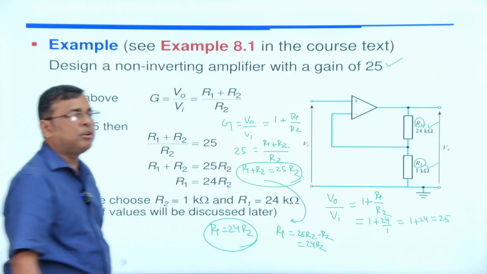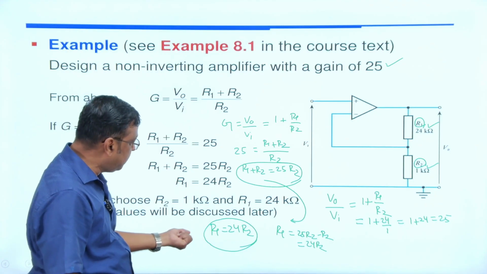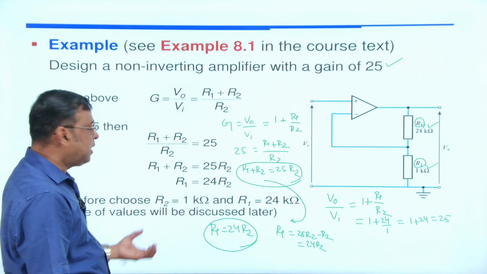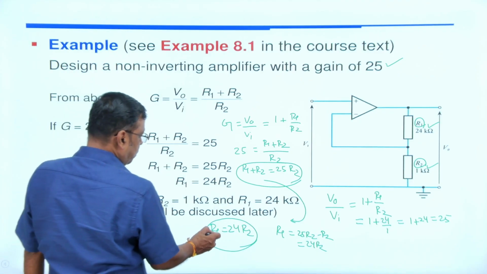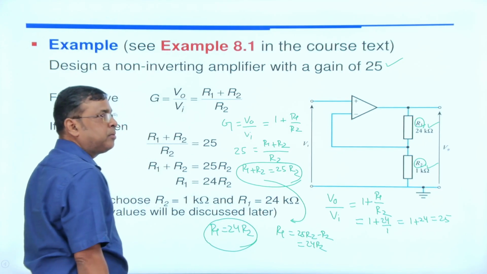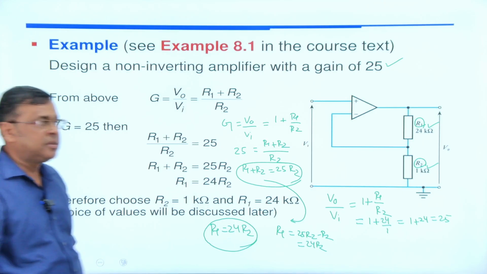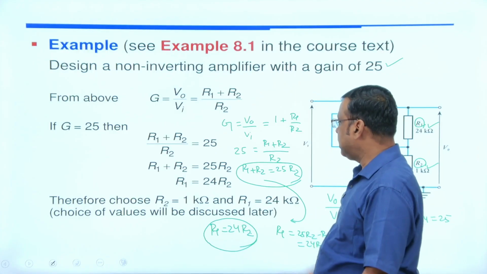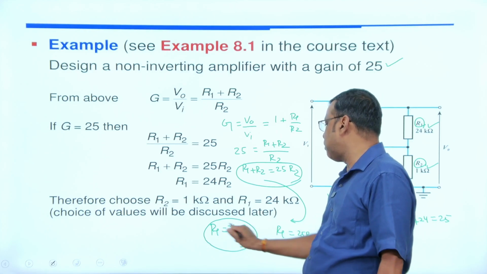So our gain must be 25. Care should be taken about what the value of R1 and the value of R2 are, as per the design requirement. If R2 is 1, R1 is 24. In that case only you will find the gain is 25. Are you getting it or not? So if R2 is 1 kilo ohm, then R1 must be 24 kilo ohm.